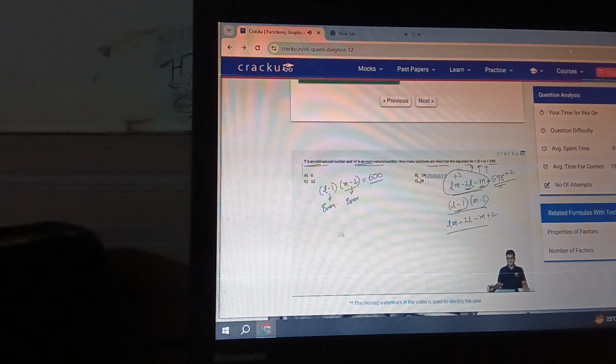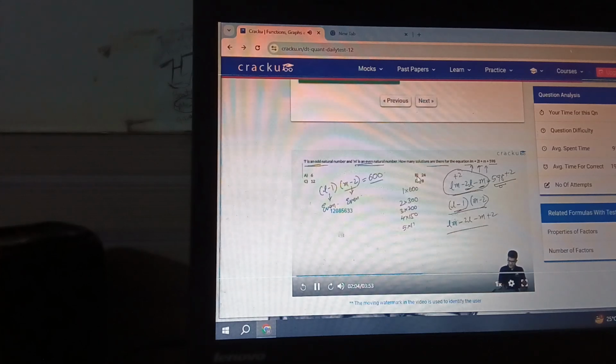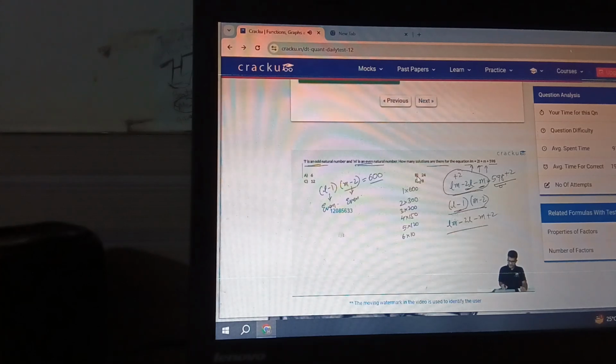If we are expressing 600 as a product of two numbers, let us first factorize 600. That will be 1 into 600. Next is 2 into 300. Next is 3 into 200. Next is 4 into 150. Next is 5 into 120. Then 6 into 100, 8 into 75, 10 into 60, 12 into 50, 15 into 40, 20 into 30, and finally 24 into 25.